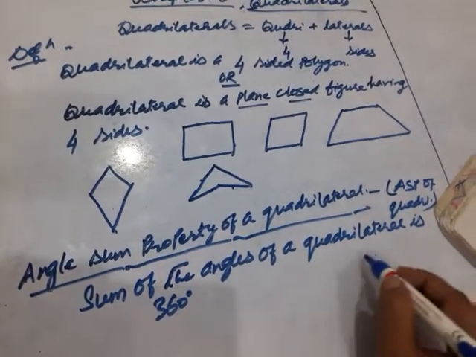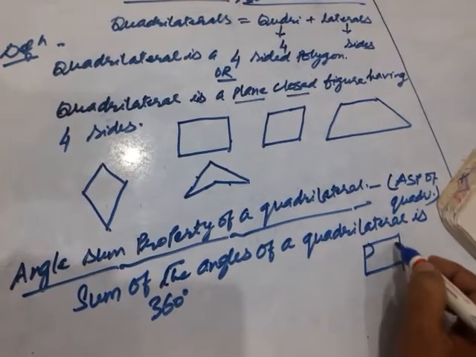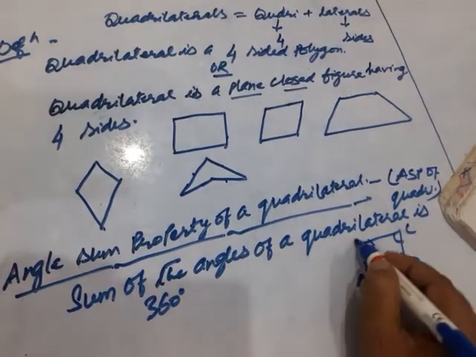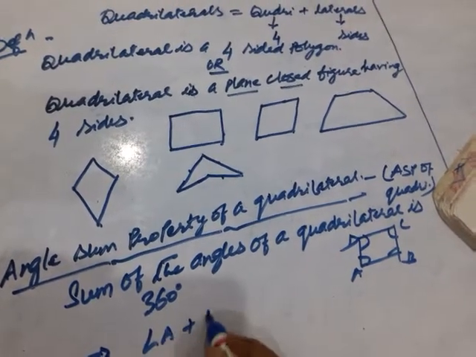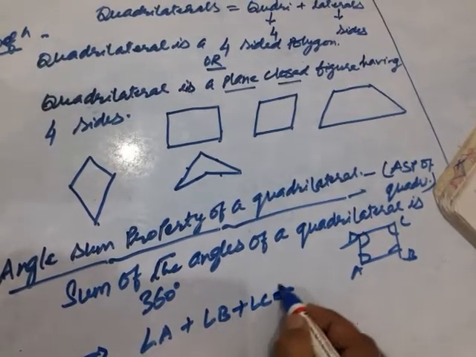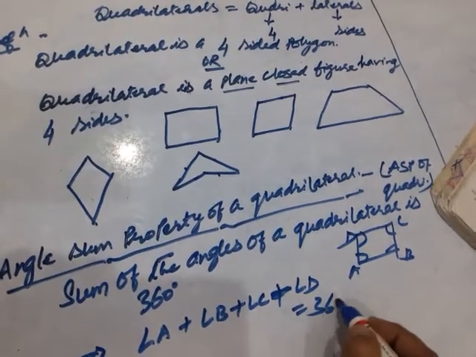Okay children, we want to say that if a quadrilateral is there with angles A, B, C and D, then what is the angle sum property? Angle A plus angle B plus angle C plus angle D equals 360 degrees.